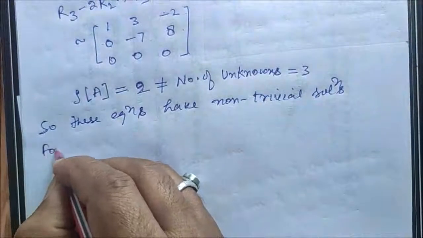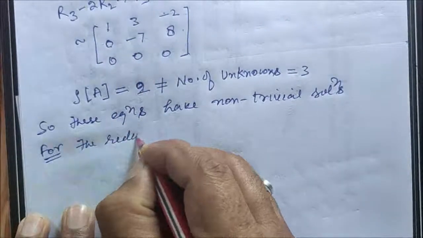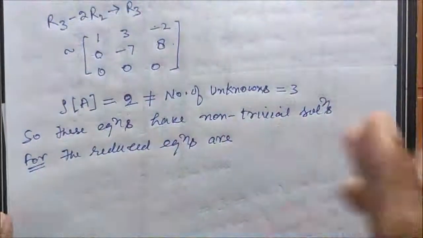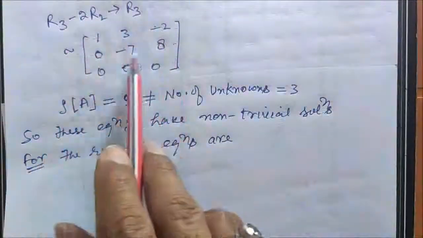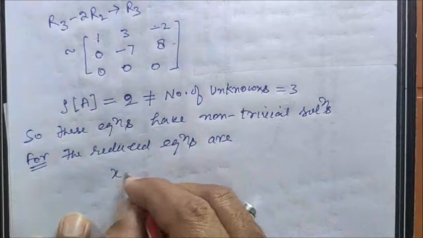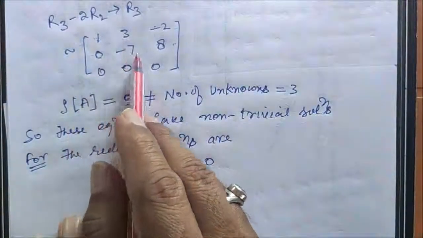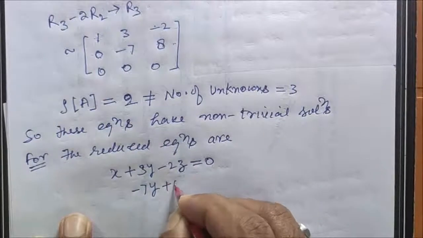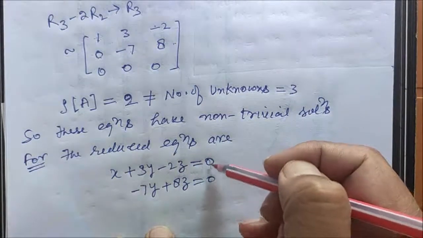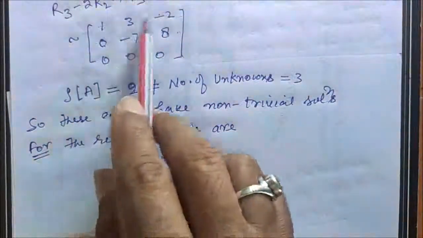For that we write down the reduced equations. What are the reduced equations? It is your echelon form. So just write down the equations by using it. This is the coefficient matrix. Now we have the reduced equations: x plus 3y minus 2z is equal to 0, and the second is 0x minus 7y plus 8z, that is minus 7y plus 8z is equal to 0. The right hand side is always taken to be 0 because we are working with homogeneous equations, so right hand sides are always 0. Therefore we write down the reduced equations from the reduced echelon form.